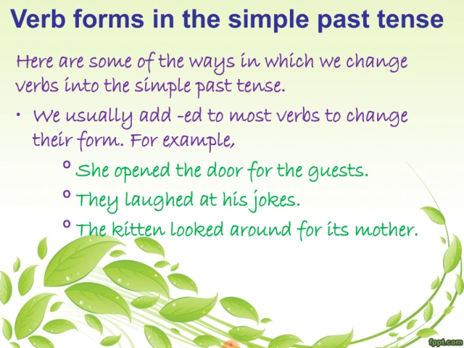Verb forms in the simple past tense. Here are some of the ways in which we change the verb into simple past tense. We usually add ed to most of the verbs to change their form. For example, she opened the door for the guests. Open is a simple present tense. To change it into simple past tense, we simply add ed. Open, opened. They laughed at his joke. Laugh, laughed. The kitten looked around for its mother. Look, looked.